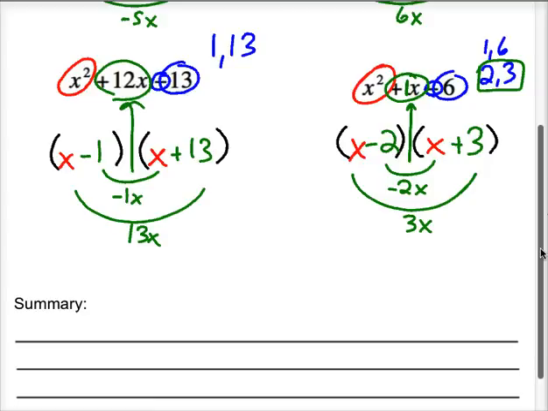All right, so hopefully this was a helpful review of all those factoring skills. So now that you're done watching, please take a moment to write that summary and how you're going to remember this skill, and then come back to class prepared to do your practice work.